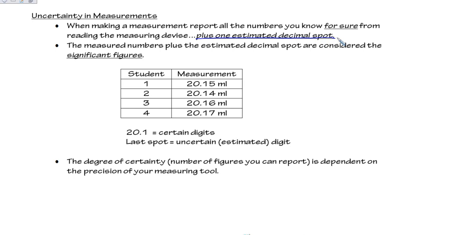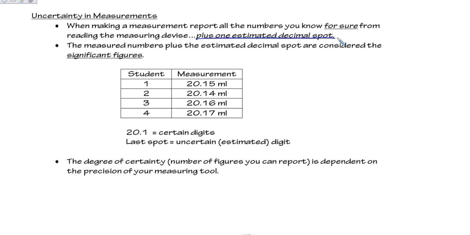These are all considered the significant figures, the significant parts of a measurement. All of the measured numbers that we can get off the measuring tool plus the one estimate. So, for example, if I see students that might have data like this, I know that they must have all used the same measuring tool. They were all measuring approximately 20.1 milliliters, and the last spot is an estimate. And you'll never get that estimate marked wrong as long as you take the estimate. This tells me that for sure they knew that the volume hit the 20.1 milliliter mark.